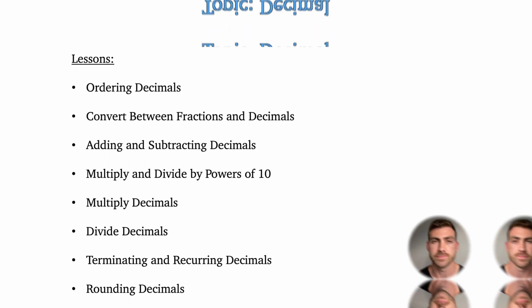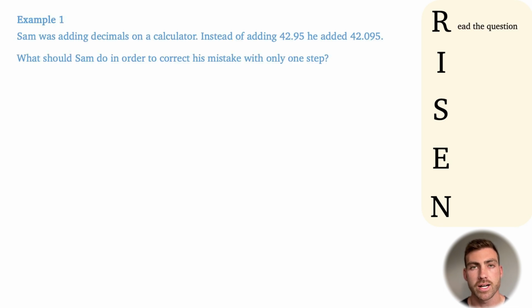Let's jump into it. I'll be using the RISN problem-solving acronym to help solve these questions. The R, which is the first step, is to read the question carefully. So example 1, Sam was adding decimals on a calculator. Instead of adding 42.95, he added 42.095. What should Sam do in order to correct his mistake with only one step?